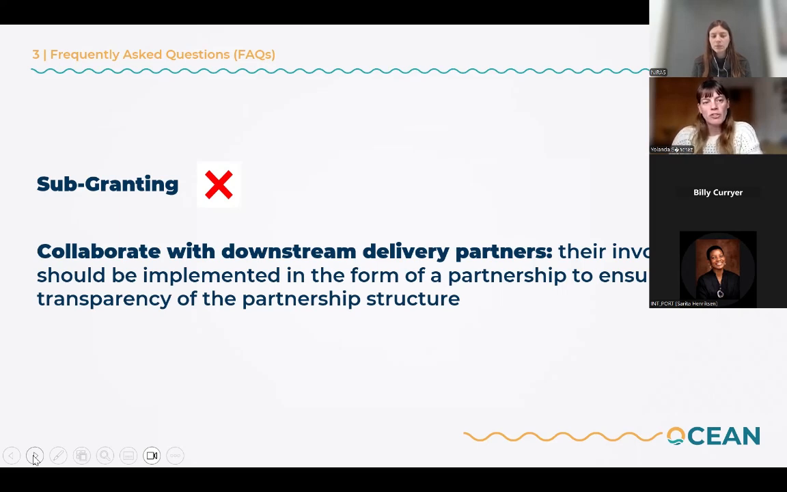What is possible is that you have different partners, and this grant is going to be used to also fund all these partners to implement the project with you. So sub-granting is different from collaborating with downstream delivery partners. In that second case, their involvement should be implemented in the form of a partnership to ensure the transparency of this partnership structure. And I don't know if maybe Billy or Valentina want to add something, because I know that could be a little bit difficult to understand sometimes.